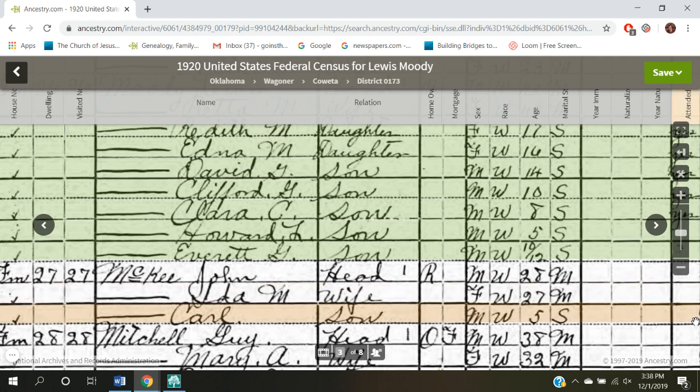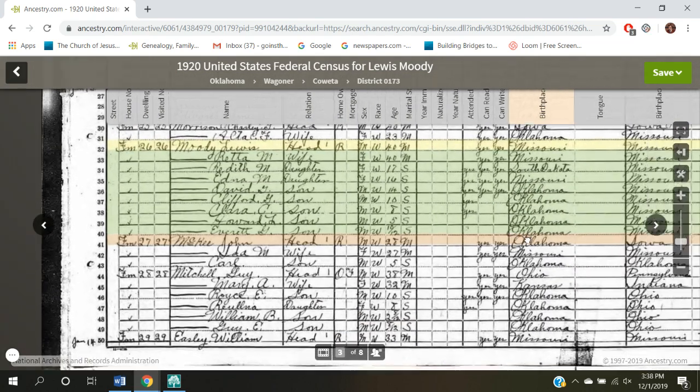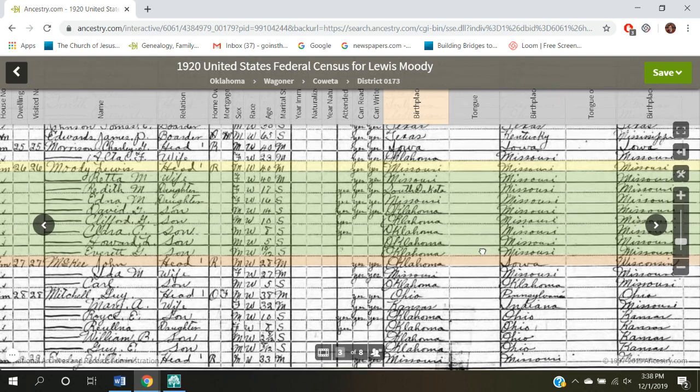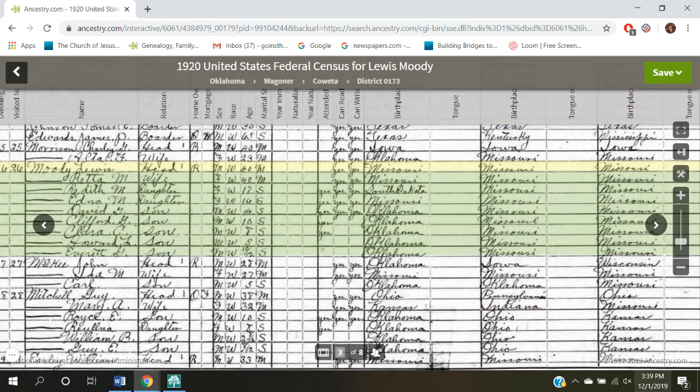So what I'm going to do is take a print screen of this image right here. And I'm going to make it small enough so I can include the names, who these people are in relation to the head of the house, their ages, their genders, their ethnicity or race, their marital status, and some other information like where they were born. All right. Now I'm going to do a print screen of this image and put it into my document.